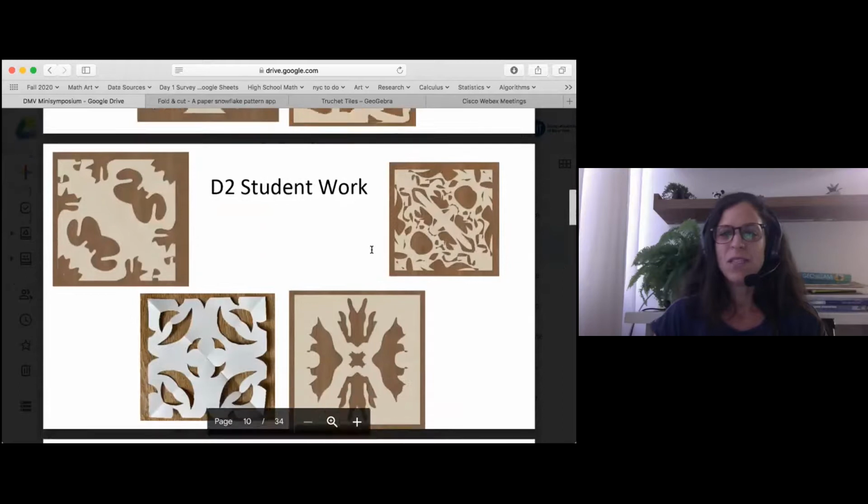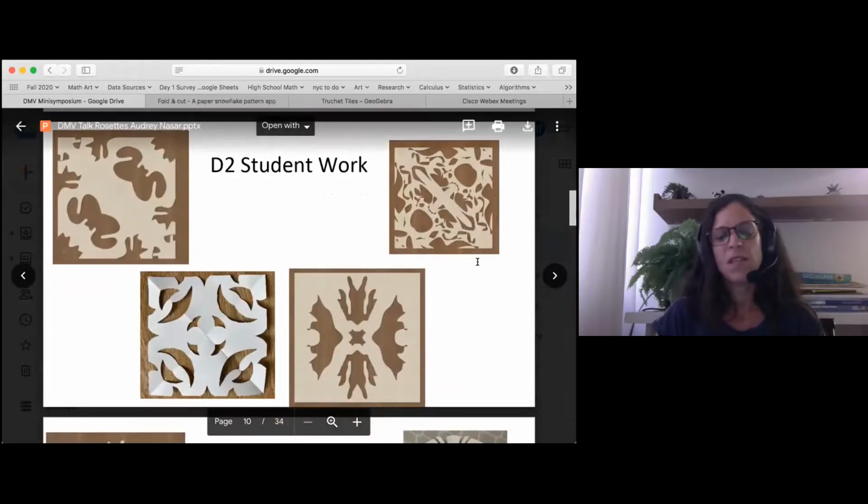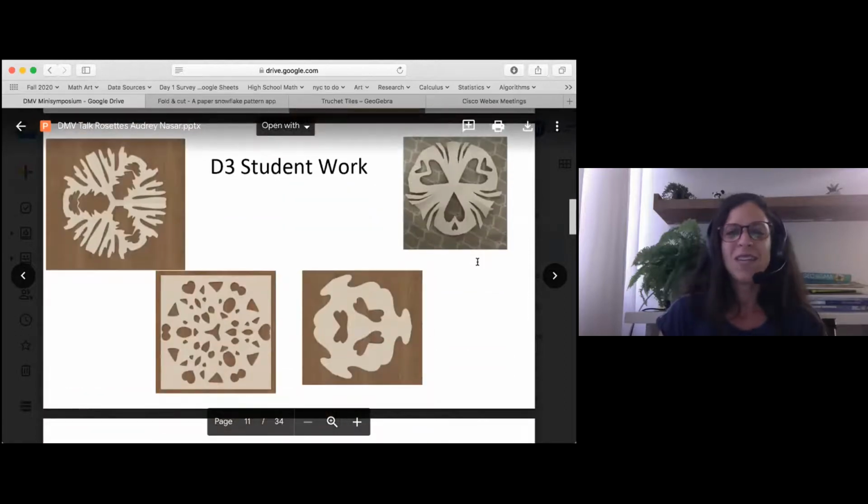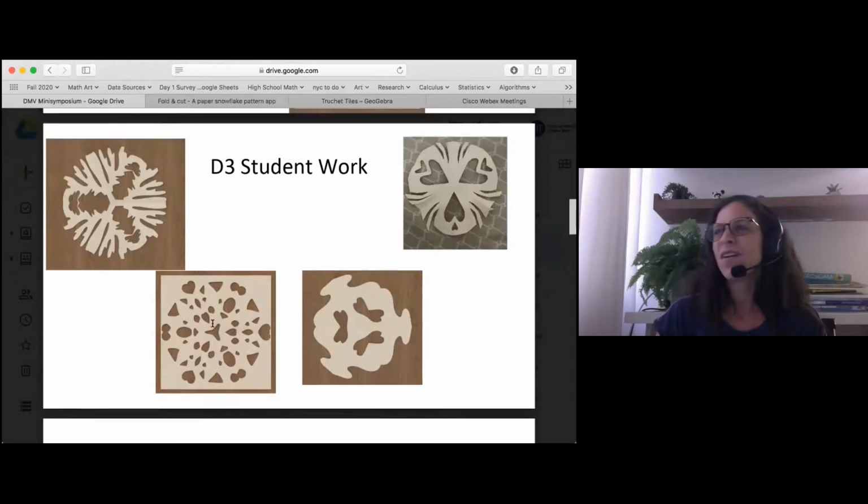Same goes for the D2, right? Some did the diagonals and some chose the horizontal and vertical. And then for the D3, we started to encounter some issues. Can anybody see where the issue came up? I think if you look at this one here, because the ends weren't cut off, that doesn't quite work. And I think I needed to be more clear about that.